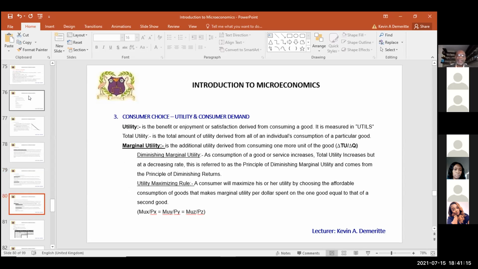I've talked the last 10 minutes about enjoyment and satisfaction and pleasure from consuming a certain amount of a good or service. The problem is, those are feelings, touchy-feely. How do you measure enjoyment? How do you measure satisfaction? How do you measure happiness?